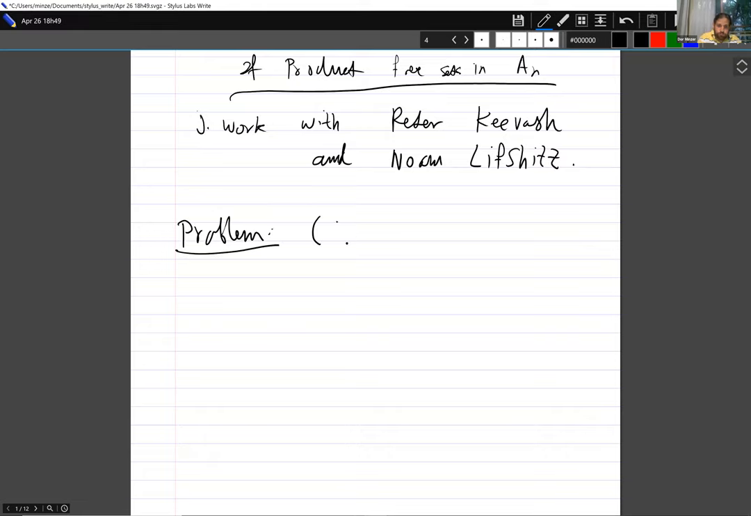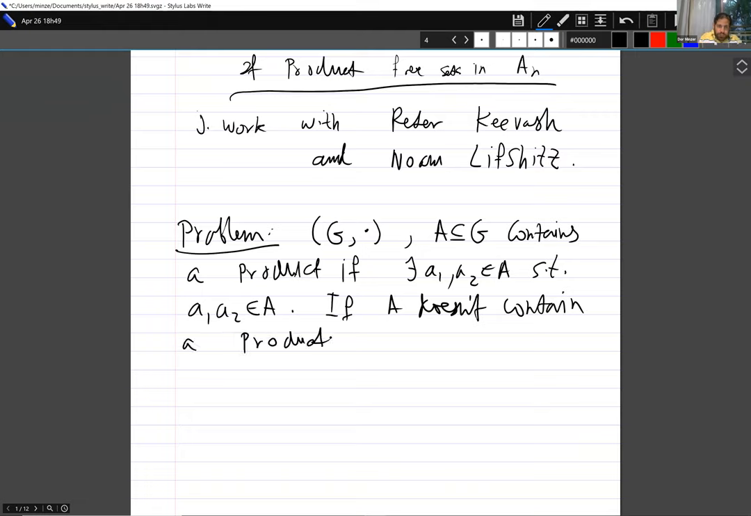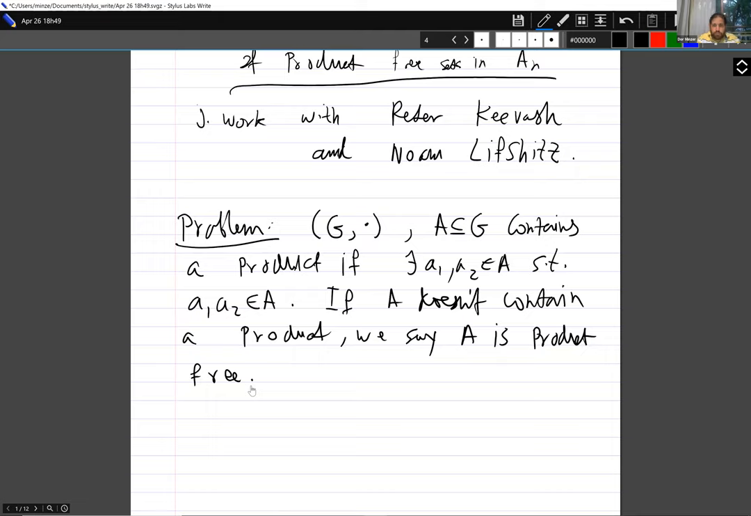So we have some group G with a product, let's say, and we say a set A in G contains a product if there are A1, A2 in A, such that the product of A1 and A2 also falls inside A. If A doesn't contain a product, we naturally say that it is product free. So this is the definition.